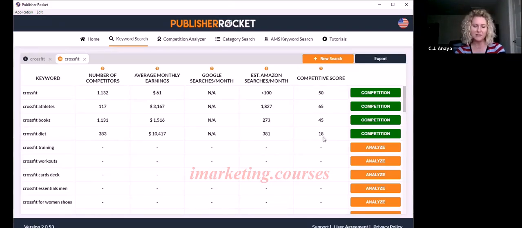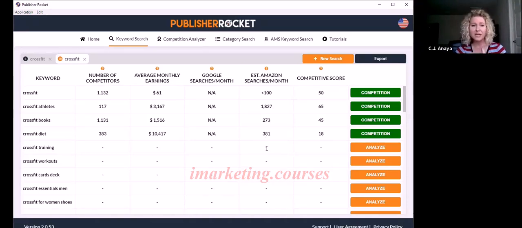If it's over 65, I would stay away from it as you're new and you're trying to grow your business, because you don't want to have to keep paying exorbitant amounts of money through AMS ads to try and test things and learn and build and then make mistakes. It's better to do that with keywords that are less competitive.